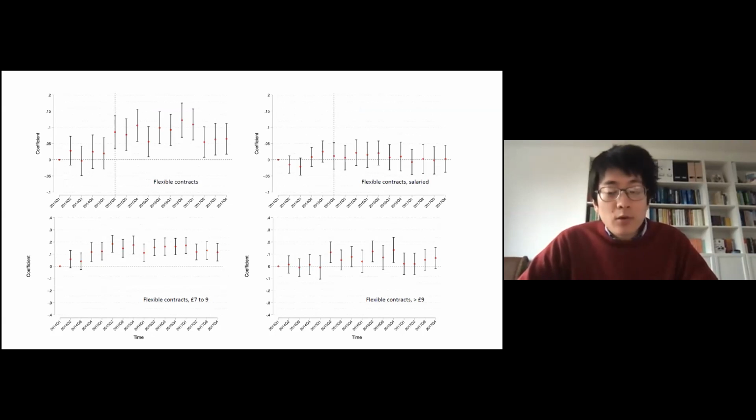And you can see that with the announcement of the increase in the minimum wage, we see in parallel a side effect of this policy: the quality of the jobs, the non-wage characteristics of the jobs, deteriorate over time. The share of schedule flexible contracts, in particular those that are non-salaried, increases, while the share of schedule flexible contracts that are salaried doesn't change. And we can see also that the share of schedule flexibility increases for the lower wage bins from £7 to £9 and is not significantly different for the higher wage bins.